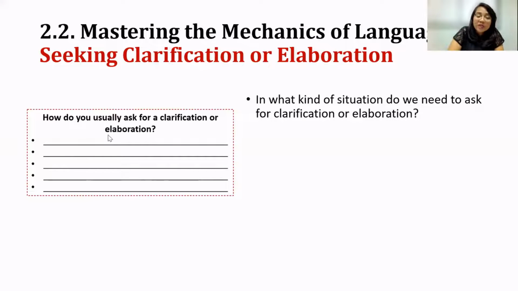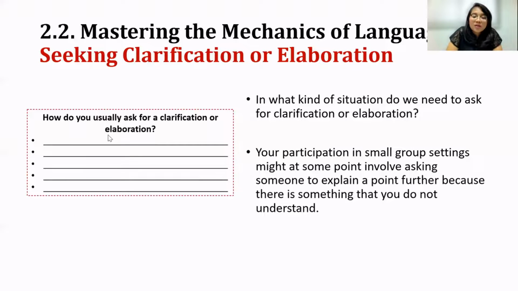So in what kind of situation do we need to ask for clarification or elaboration? Of course, this kind of situation is the one happening in small group setting. Your participation in small group settings might at some point involve asking someone to explain a point further because there is something that you do not understand. And here are some expressions in seeking clarification or elaboration. Please repeat after me to practice how to say it, about the intonation and pronunciation.